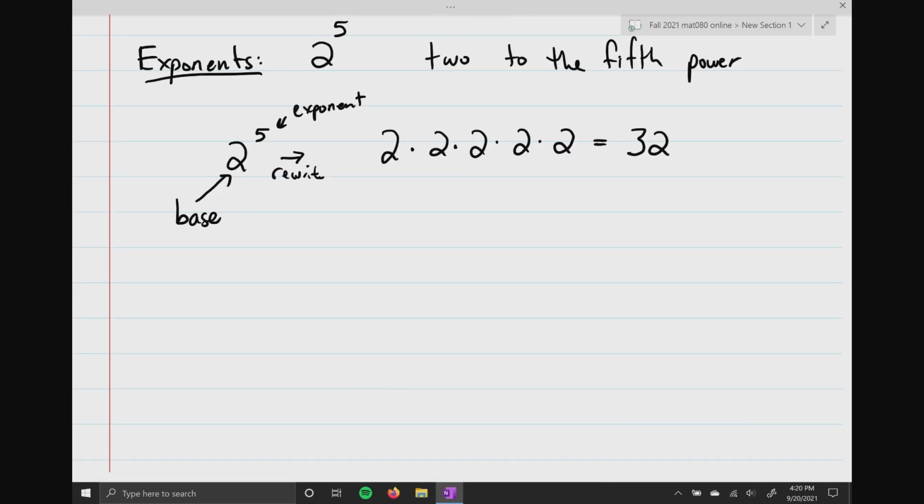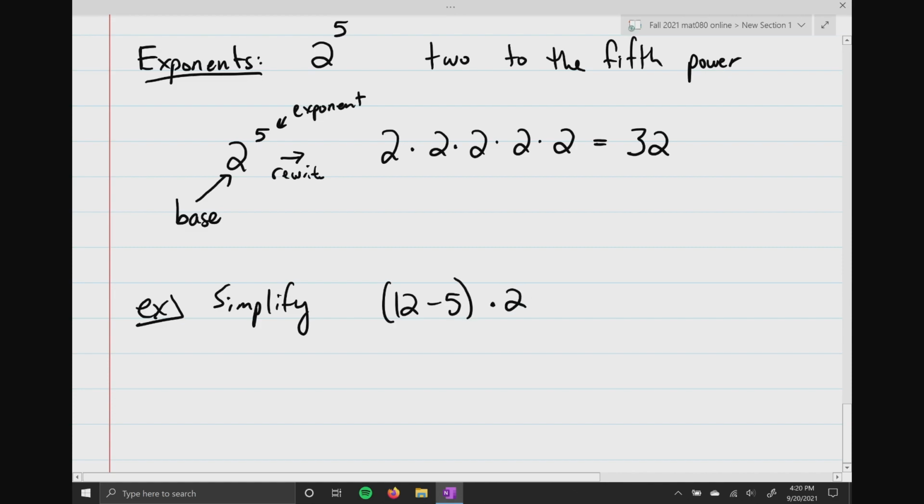So, for example, if I asked you to simplify this expression here, read as the quantity of 12 minus 5 times 2, a natural question would be, well, where do I start? And that's the recipe that we need. So what I'm going to define for you here, actually, let me write the sentence here.